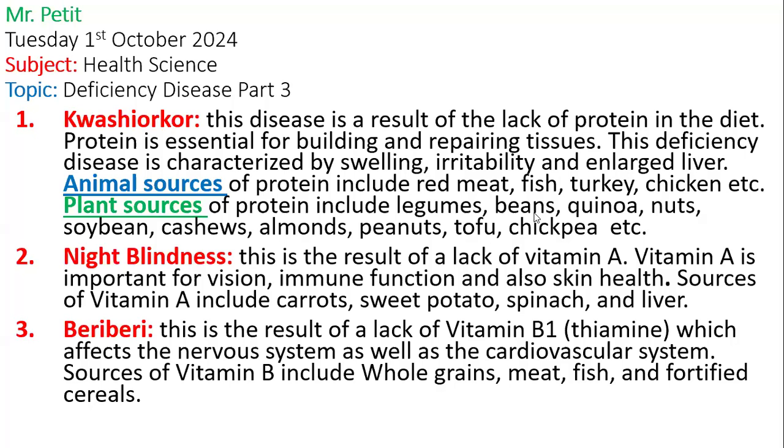If I lack vitamin A, what would I get? Night blindness. If I lack vitamin B1, what deficiency disease would I get? Beriberi. Very good. All right. Take a picture of your work and send it to me via WhatsApp.